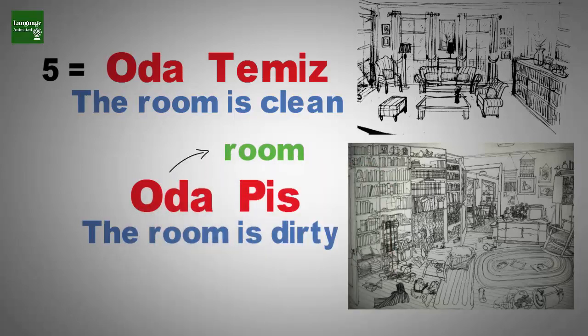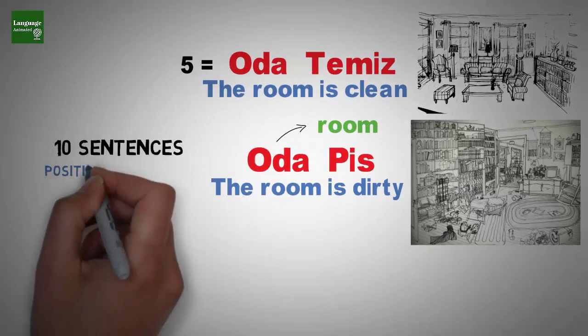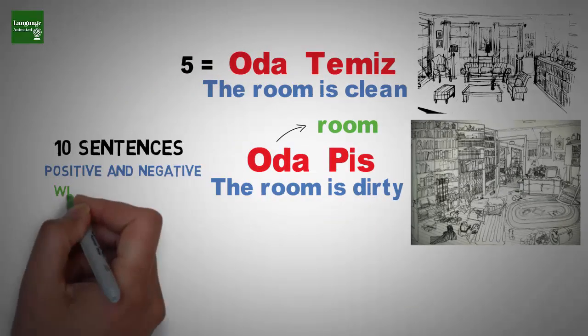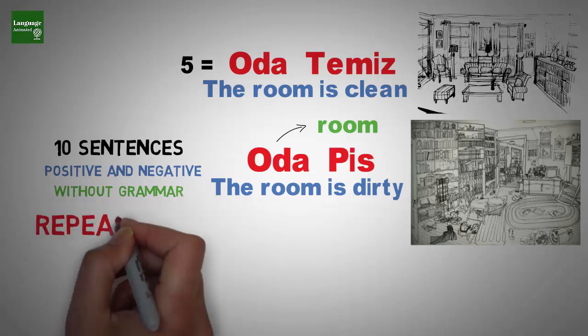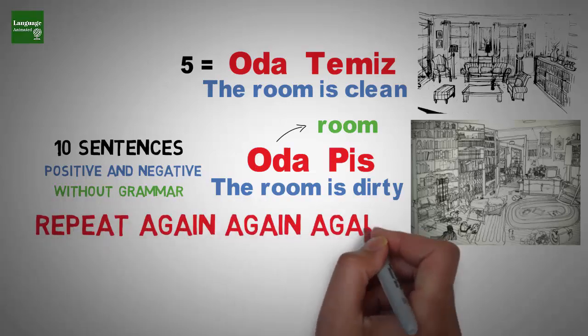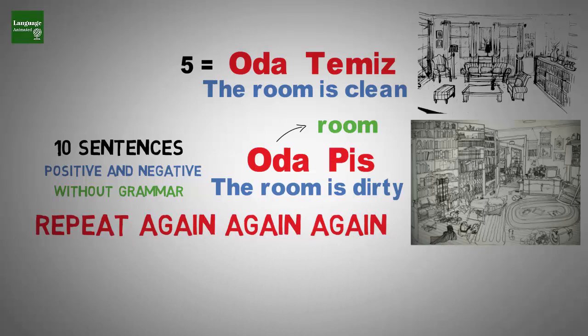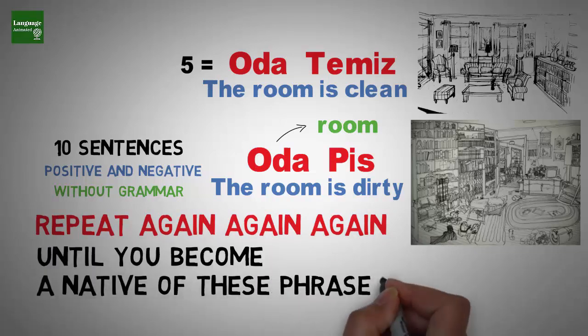Okay, so there are 10 sentences using both positive and negative words. Now you can use these phrases without any rules. You just need to repeat them again and again, like a child, until you become a native of these phrases.